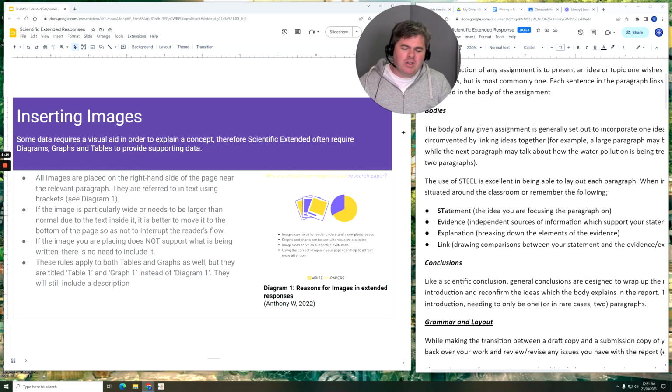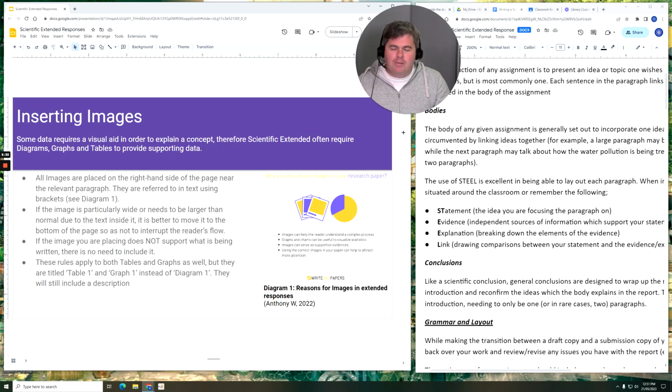If the image does not support what's being written, don't include it. All right. If you decide to act like a cool emoji or a picture of just a generic background or something, don't add it. The only type of images or graphs or tables that should be used is stuff that actually supports what you have written.